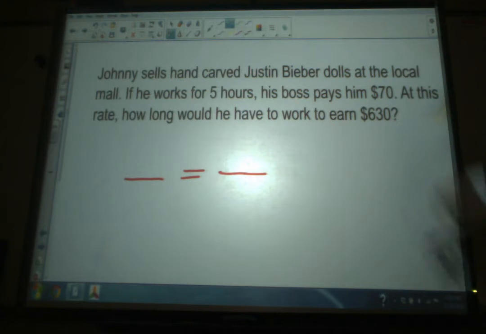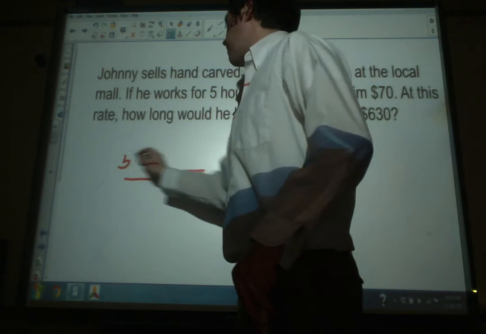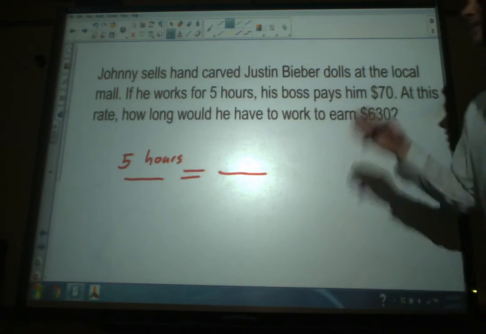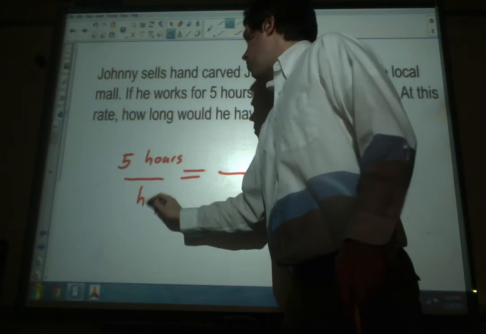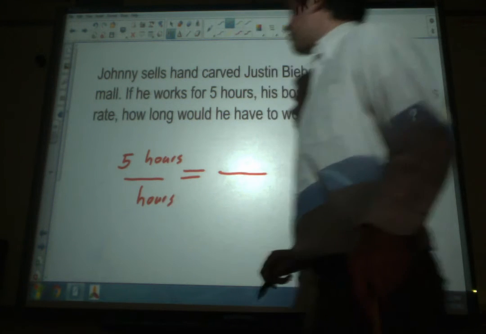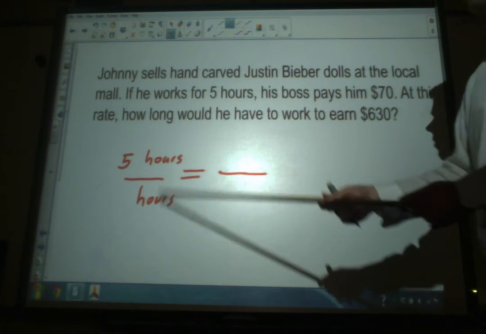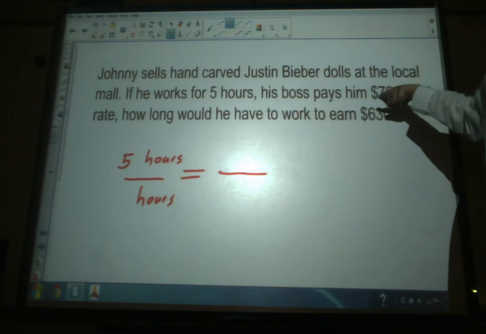Well, let's look at the numbers that we've got here. First thing we see is 5 hours. Let's just go ahead and put that right here. 5 hours. And what I mean by putting the same thing over the same thing is, since we put hours here, then we're going to put hours below it, too. We don't know how many hours, but it's going to be hours. We've got to keep hours with hours. So he works 5 hours, and he makes $70.